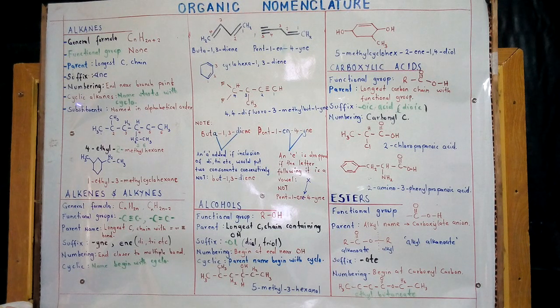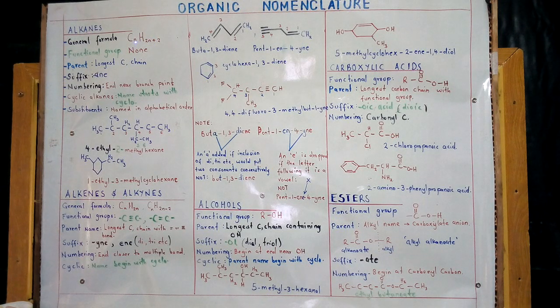For cyclic alkenes, the numbering starts with the carbonyl carbon. The name starts with the term cyclo, whereas the substituents are arranged in alphabetical order. Trying to look at these specific rules which apply to alkenes, if we have this kind of example, we can see that the functional groups did not contain any, but the general formula for the carbon-hydrogen ratio is represented as such.